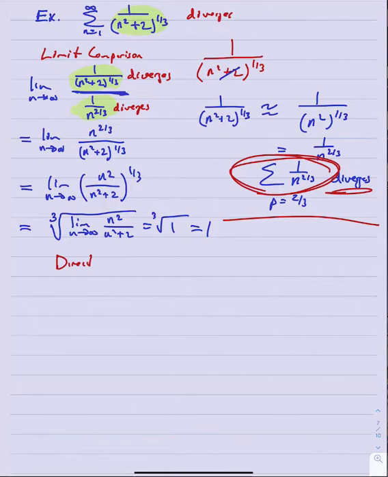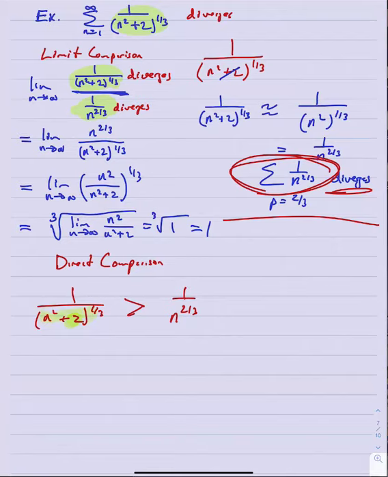Okay, what about direct comparison? Well, I would have to take 1 over n squared plus 2 to the 1/3. And if I'm going to argue that that diverges, then I'm going to have to show that this is bigger than something I know diverges. Now, the question is, can I argue, or is it clear, that 1 over n squared plus 2 to the 1/3 is greater than 1 over n to the 2/3? Is that obvious? Well, it looks like what I did there is remove the 2 when I went from the left side of the inequality to the right side.